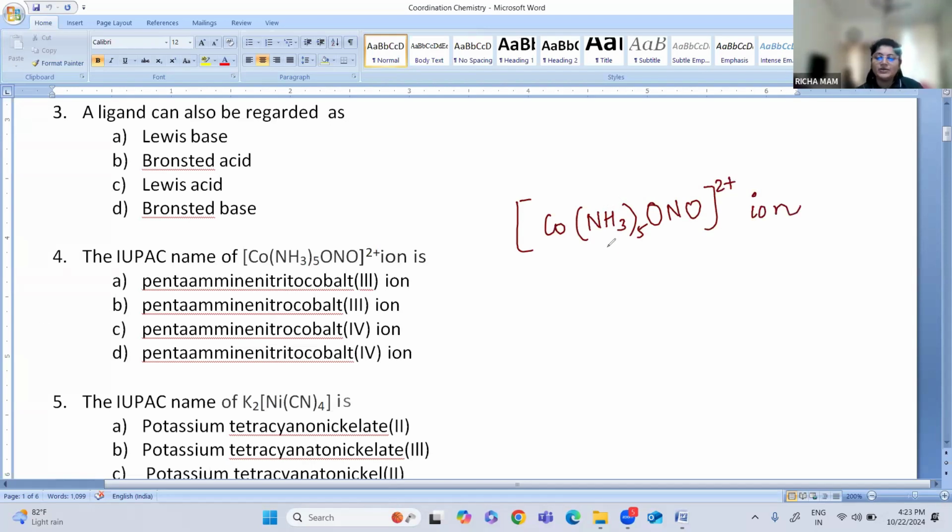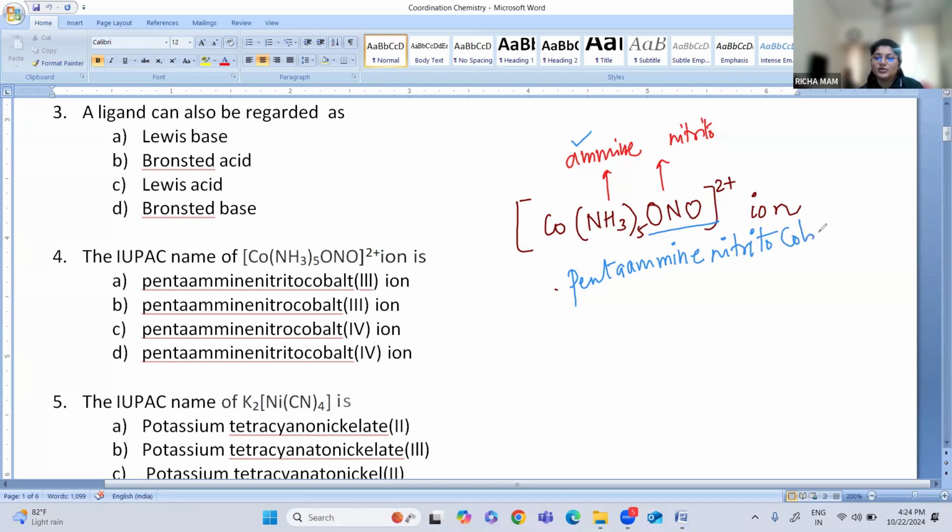First you need to name the ligands. One is your nitrito group, and another is your amine. You have to follow the alphabetical order. So first will be your amine. How many amines are there? Five. When you have two it is di, three tri, four tetra, five penta. So you have pentaamine. Then next is your nitrito group. Pentaamine, nitrito. Next is your cobalt.